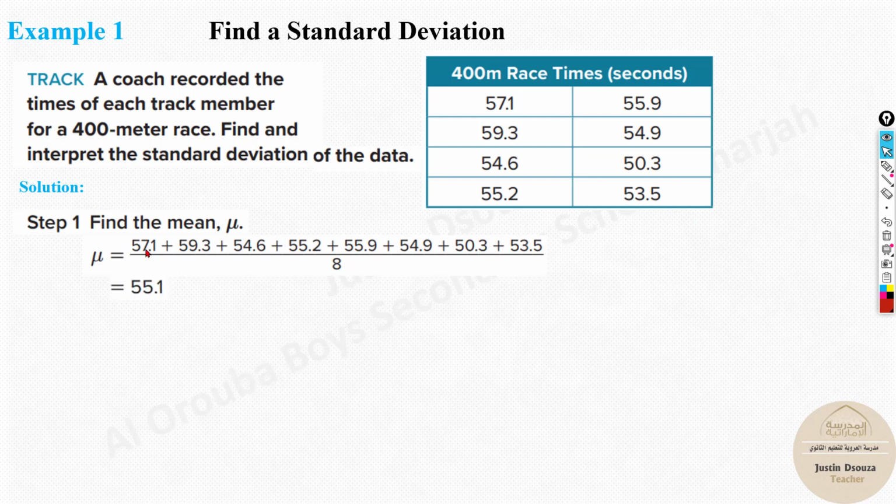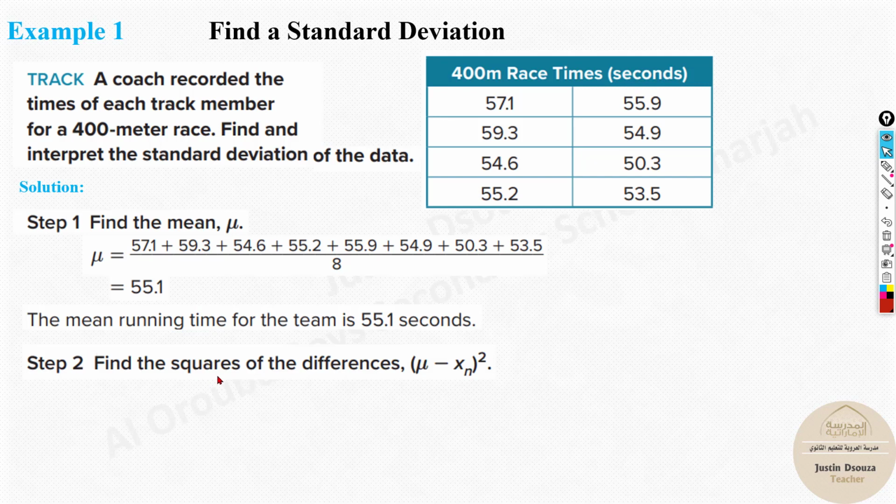Just put all these values into the calculator, 1, 2, 3, 4, 5, 6, 7, 8 values. So, divided by 8, that's it. Now, the mean running time for the team is 55.1 seconds. Next one, step 2, find the square.